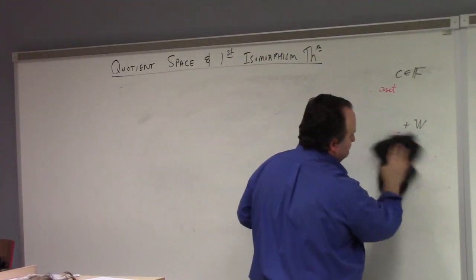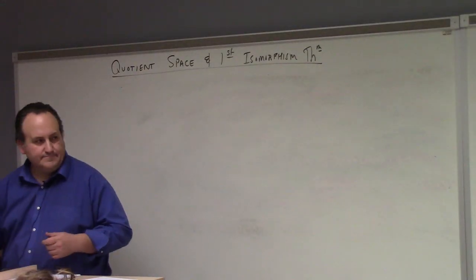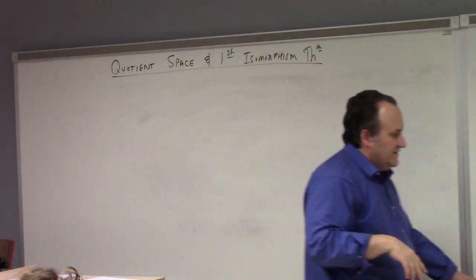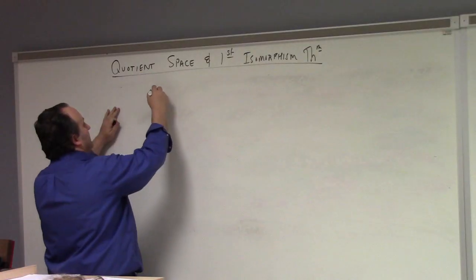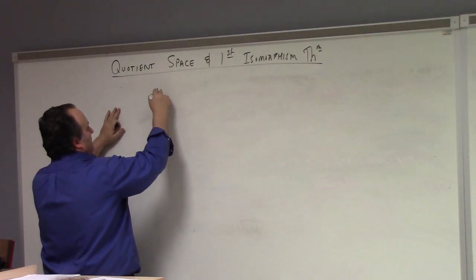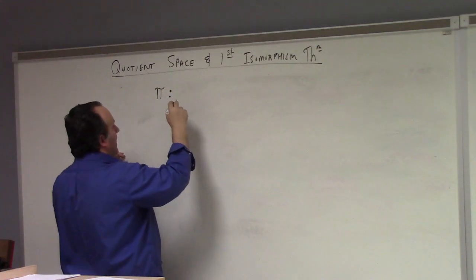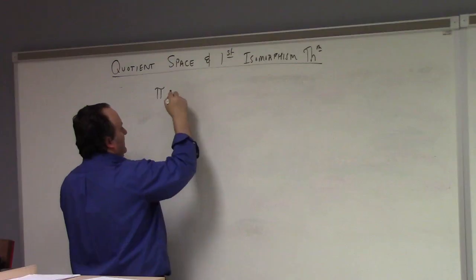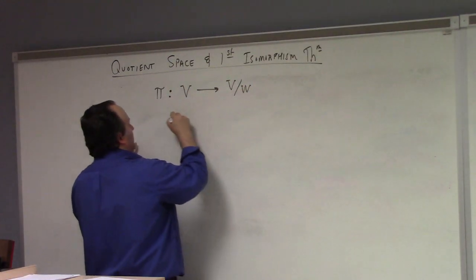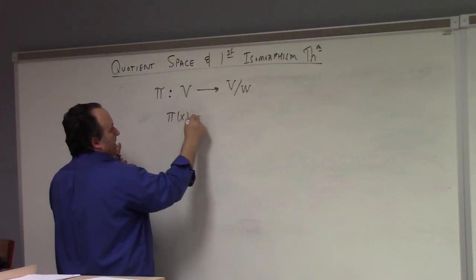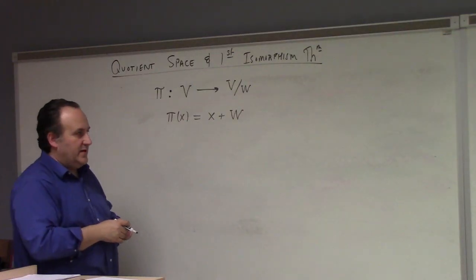Let me show it to you. I'll just state it today. We won't prove it today, all right? But the first isomorphism theorem says the following. We have to define pi. Pi is a mapping from V to V mod W, and here pi of x is x plus W. This is sometimes called the coset map, I think.